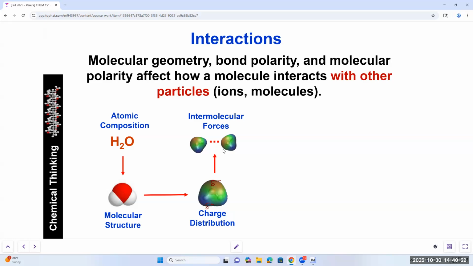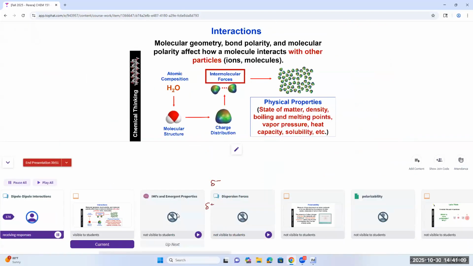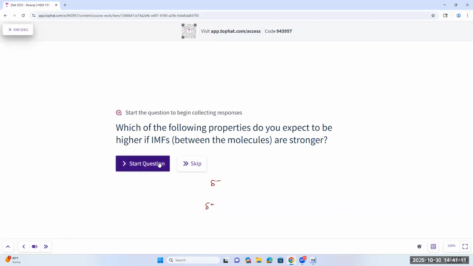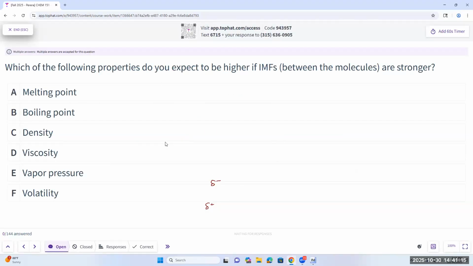Okay. And then in the previous life, we have seen that these intermolecular forces determine properties such as boiling point, melting point, vapor pressure, solubility, and values like that. Okay. So what I want you to do is remind yourself about how intermolecular force strength affects the values of these properties. Go ahead on Top Hat.